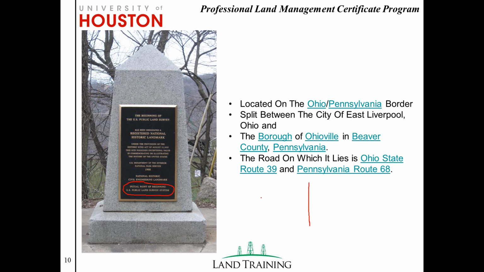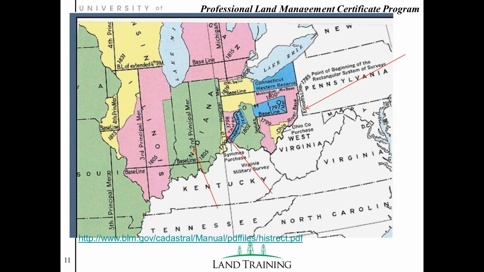So these principal meridians were designated by the surveyors that were appointed. And so here is the first principal meridian. This is the one we just talked about on the boundary between Pennsylvania and Ohio. And this is called the Ellicott line. So that was the first one that was established. Then from there, every state appointed its own surveyor. So if we look here, we see this is the first principal meridian here. And then this is the second principal meridian. This is the third principal meridian. This is the fourth principal meridian. And this is the fifth principal meridian.